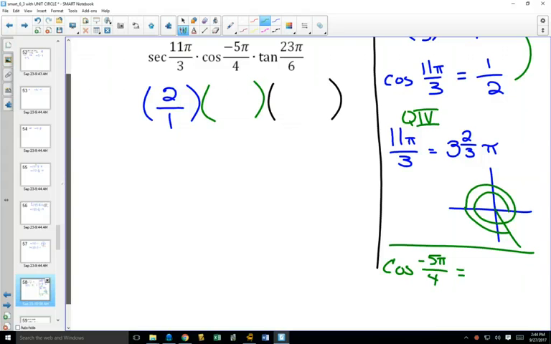What quadrant would that be in? Quadrant 2. Again, if you find 5 pi over 4 on your unit circle, it's in quadrant 3, but that's going in the positive direction. Now we're going negative 5 pi over 4, so you'd have to go 3 quadrants in the negative direction, which would end in quadrant 2.